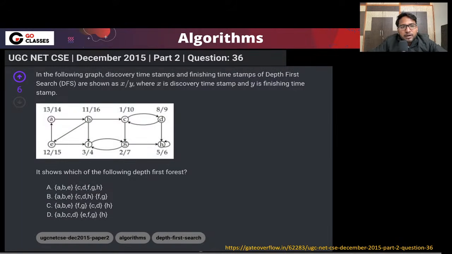This question has been asked in UGC NET in 2015. What they are saying is, in the following graph, the discovery time and the finish time of the depth first search are like this. This is discovery time / finish time. Now they are asking which of the following is the DFS tree. Can you make the forest out of it?